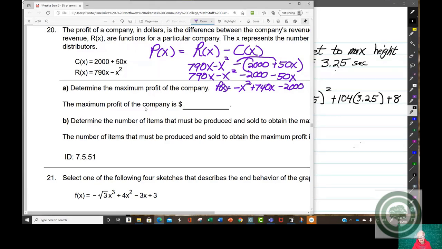And from there, you can find the maximum profit and the number of items that need to be produced. But you've got to be clear on what's the X. The X is the maximum items. So that's where your negative B over 2A is going to come from. You've got to do this first, even though it's the second question. You've got to have this before K. That's how you find your K. You need negative B over 2A first.